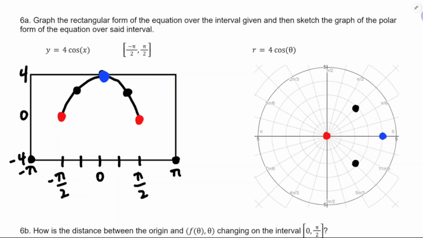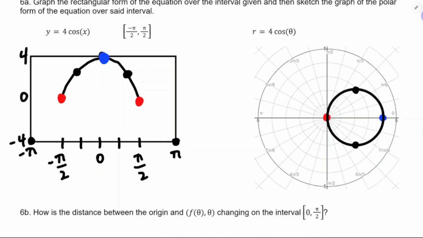The graph of some number of sine x's was the last one, and this graph of some number of cosine x's will trace out a circle. And with any luck, it looks pretty good. And if we're thinking about how the distance between the origin and the graph of the polar curve is changing on the interval 0 to pi over 2, it is decreasing.